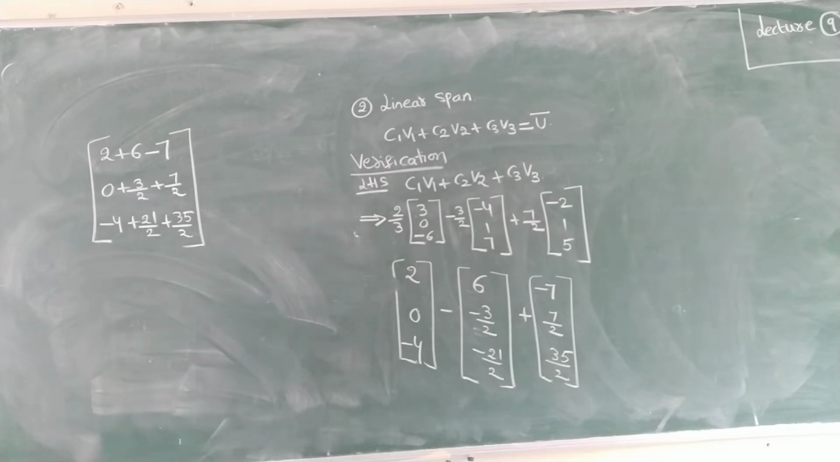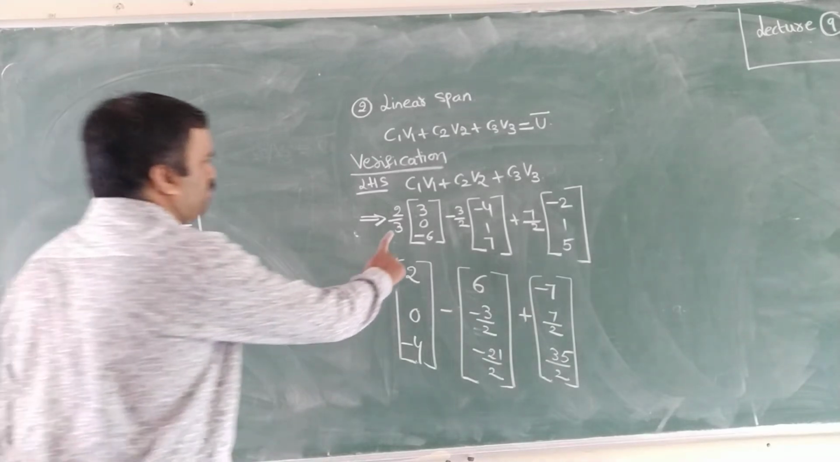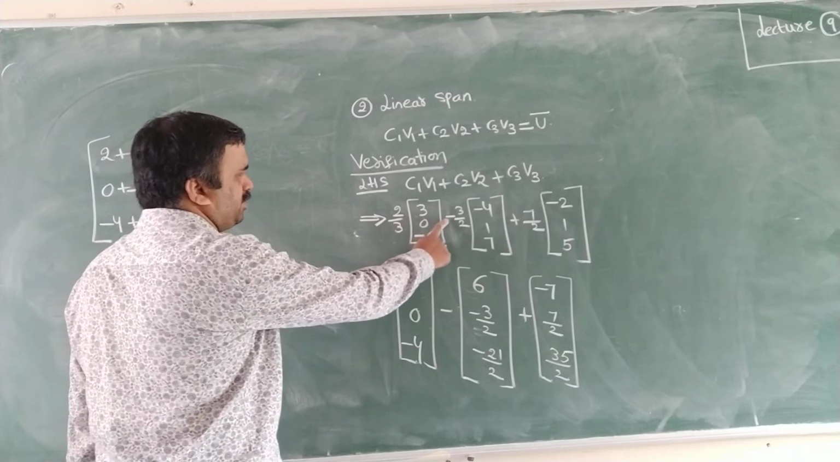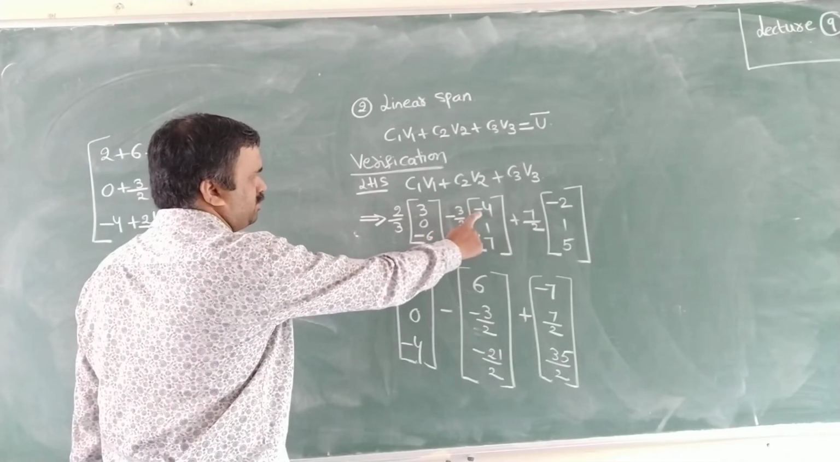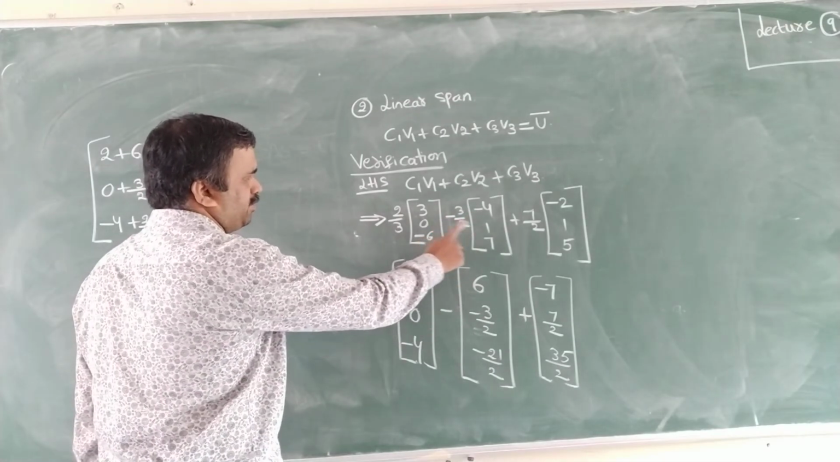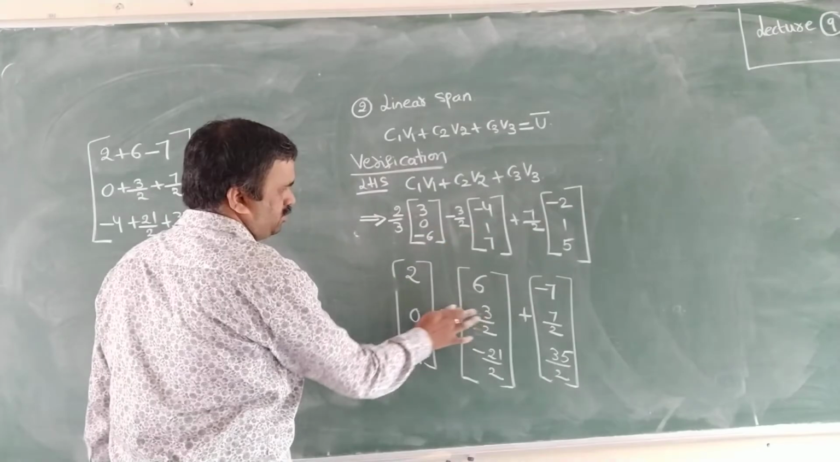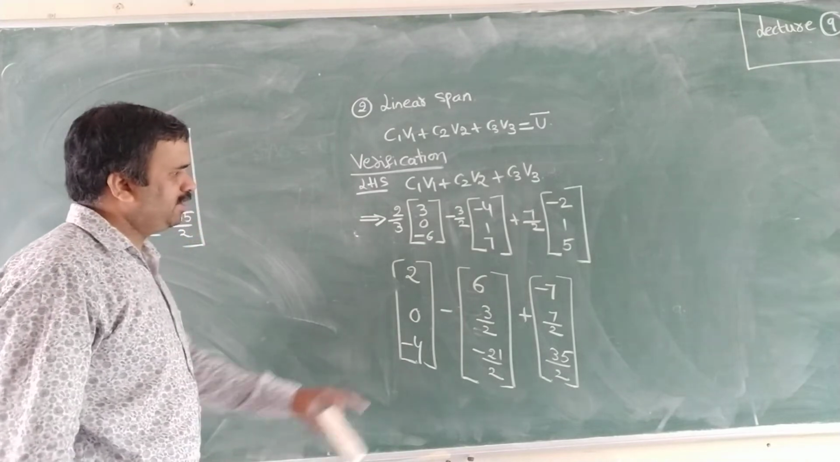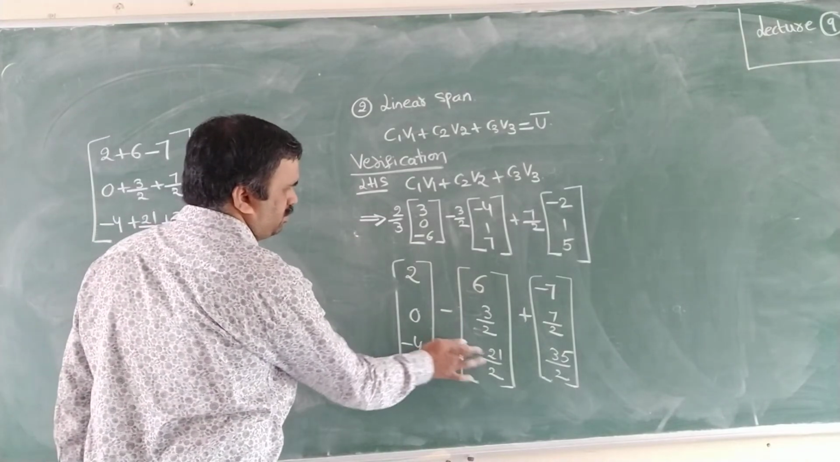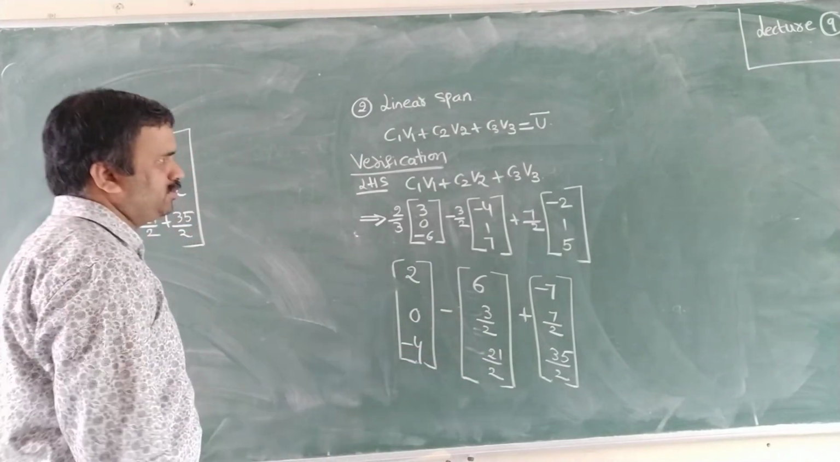Once again, 2 plus 6 minus 7. So C1 times the first vector, minus 3 by 2 times the second vector, minus 3 by 2, 0 minus 3 by 2 into 1, minus 3 by 2. 3 by 2 only, and next, 21 by 2 plus that one.